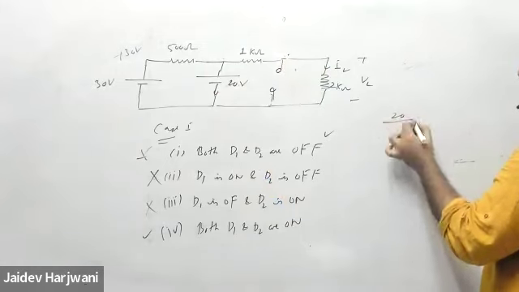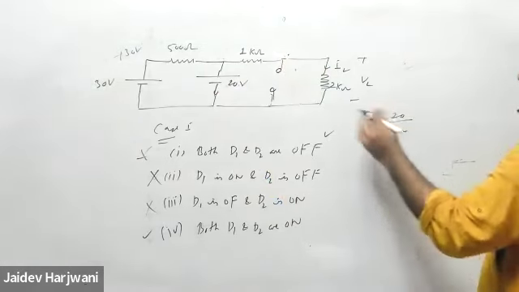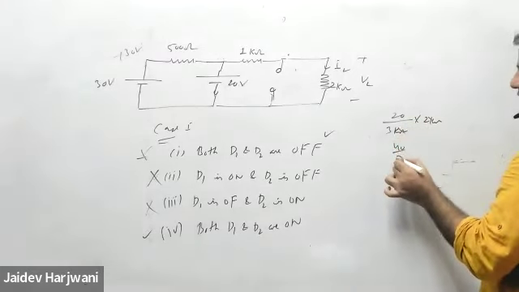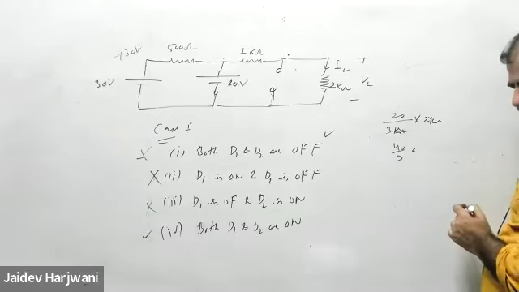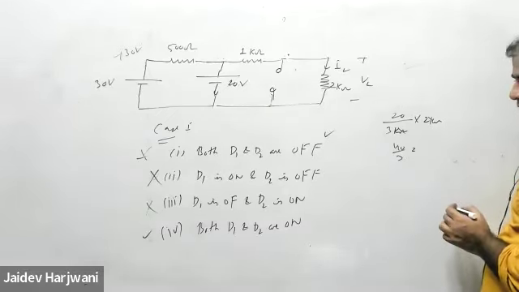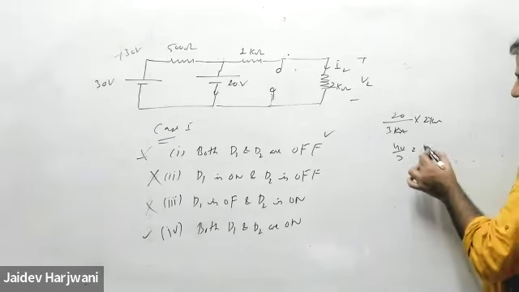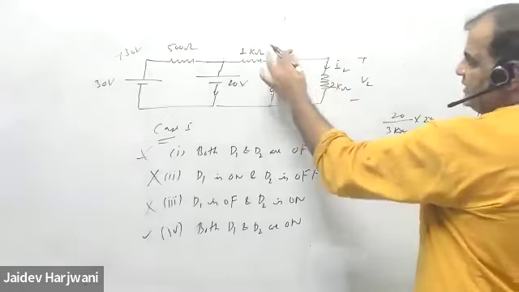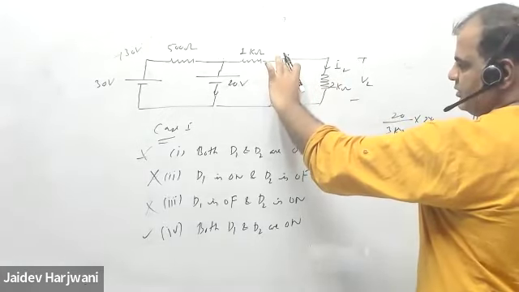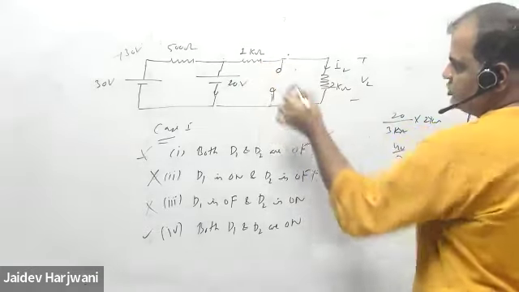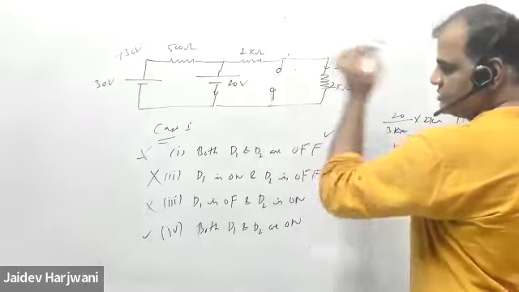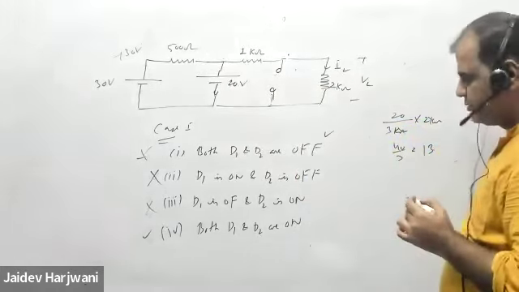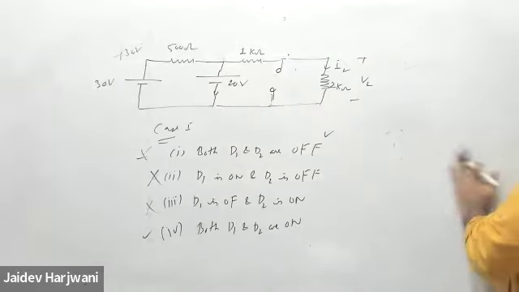20 has to be divided between 3 kilo ohm, and now the voltage across 2 kilo ohm is how much? 40 divided by 3, how much? 13 point something. Yes sir, 13 point something. And this is greater than 10 volt. Yes sir. So this should also be on. If this is on, this should also be on. You can check it. That means both are on.